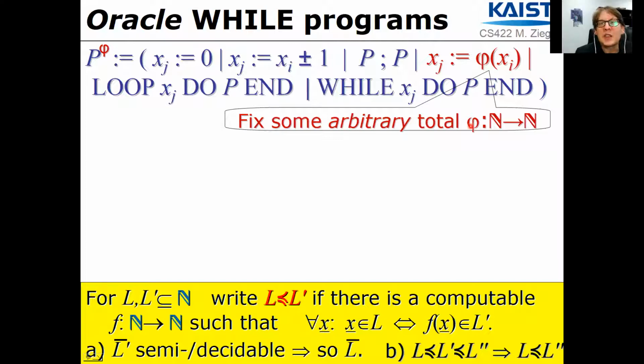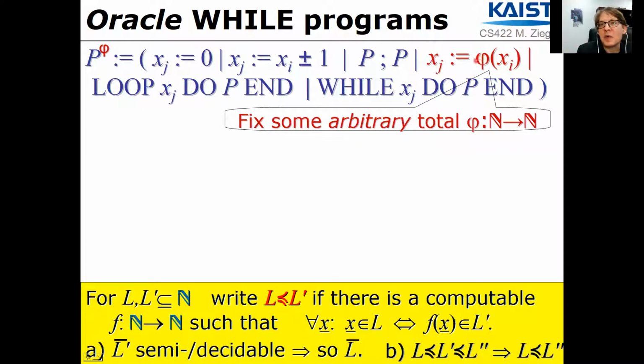If phi is computable, then one can replace this new red instruction with a while program that computes phi, and thus can replace all occurrences of this red instruction with actual classical while programs. But if phi is not computable, then this new instruction cannot be replaced by our classical while program, and thus makes Oracle while programs strictly more powerful.